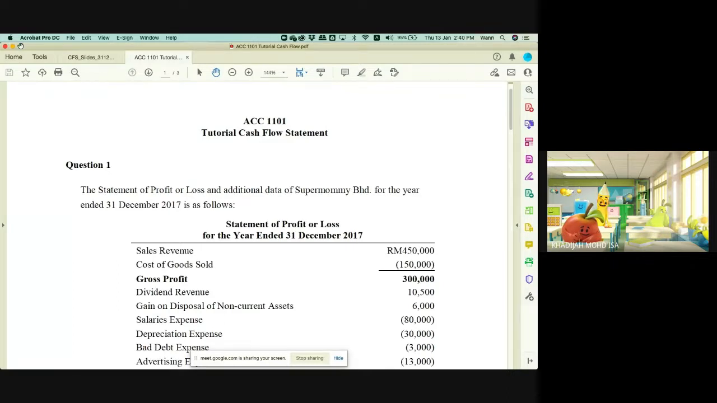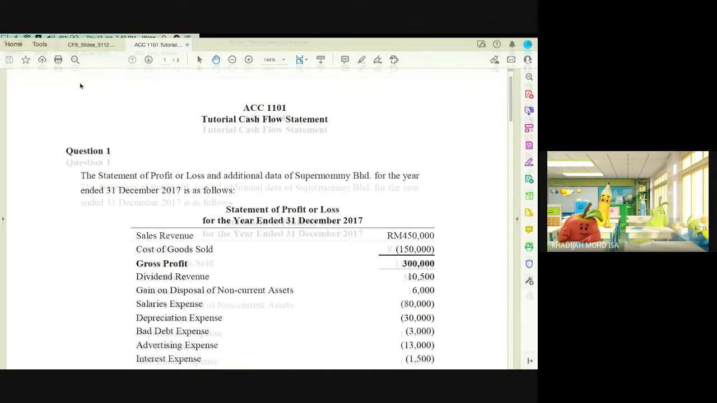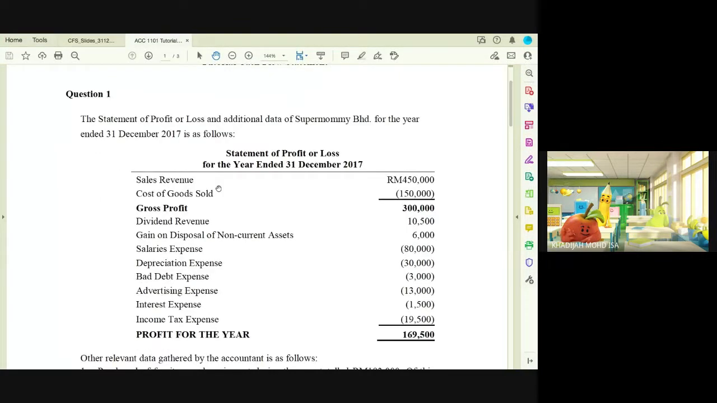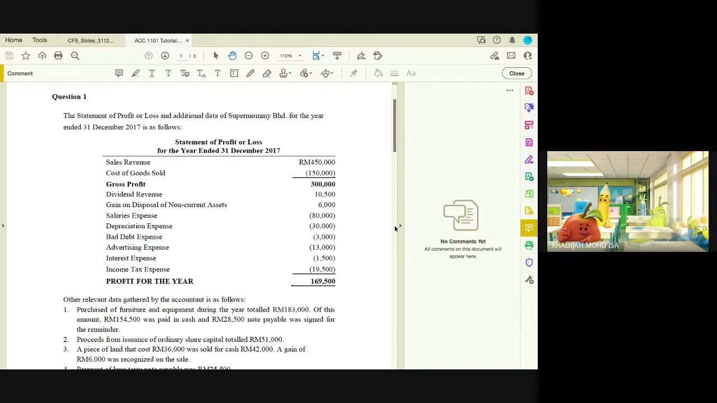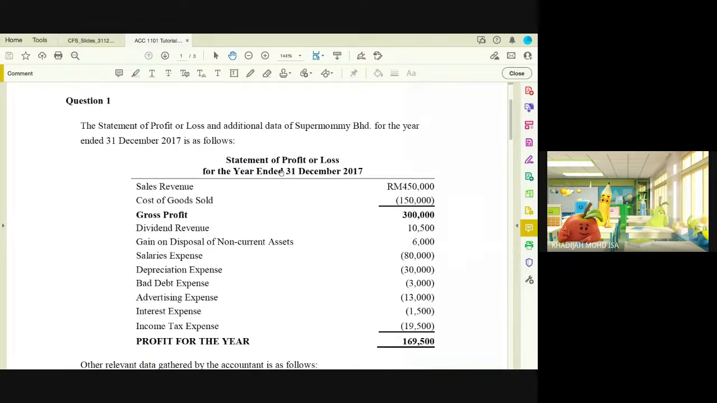You are given the statement of profit and loss account and additional information of Super Mummy Berhad for the year ended 31st December 2017 as follows. So what you are given is the statement of profit and loss account and other information. So look at this, you have the profit and loss account.